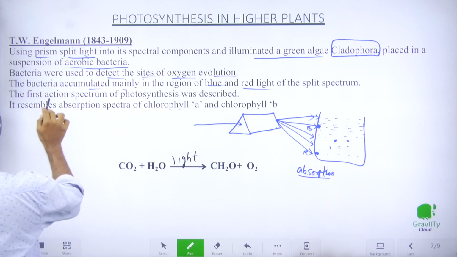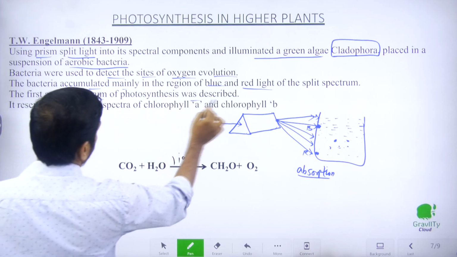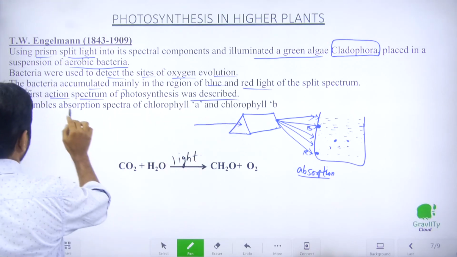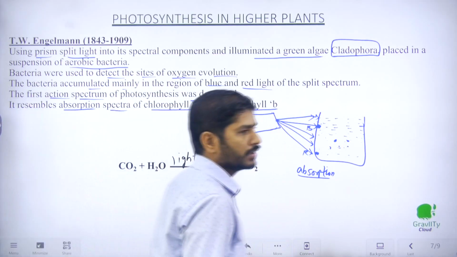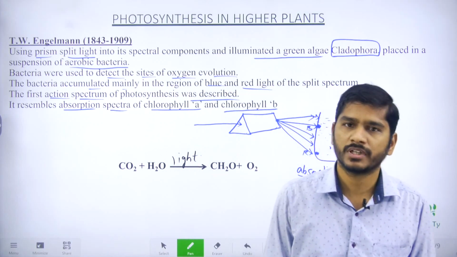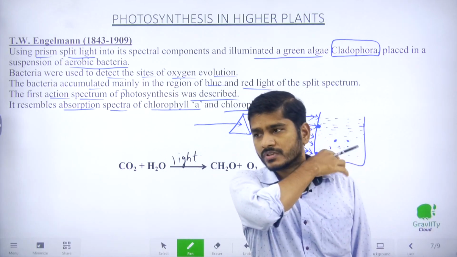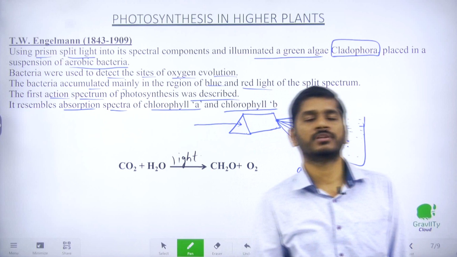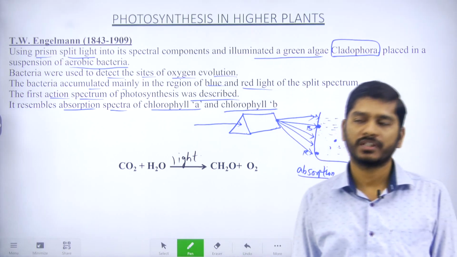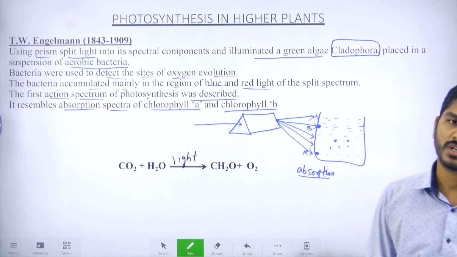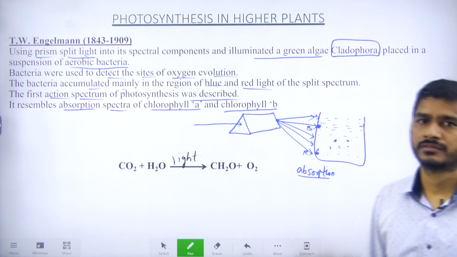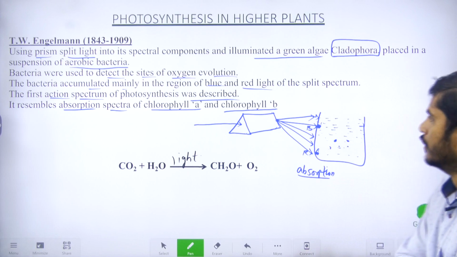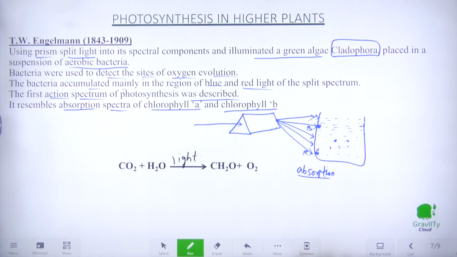So the first action spectrum of photosynthesis was described. It resembles the absorption spectra of chlorophyll a and chlorophyll b. Why? Because the two major pigments in photosynthesis are chlorophyll a and chlorophyll b, which actively participate in the photosynthesis process, and that's why this part. Clear? So I hope this is understood.